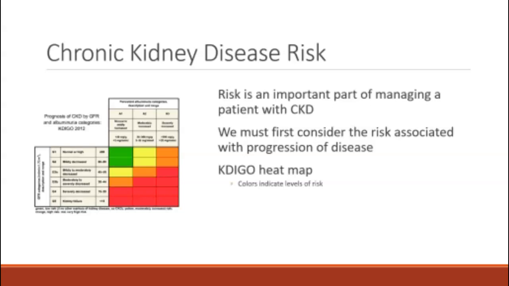As you can see, those with progression of CKD below a GFR of 30 mL per minute, and with protein or albuminuria greater than approximately 300 milligrams per day, risk significantly increases and closer monitoring is required.